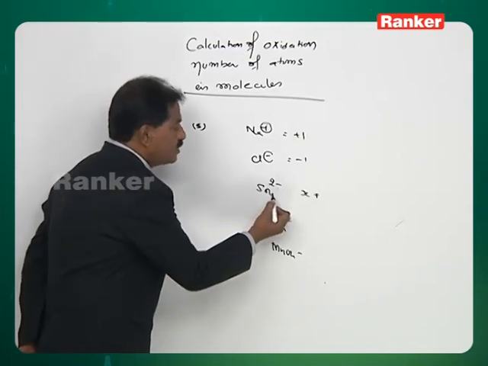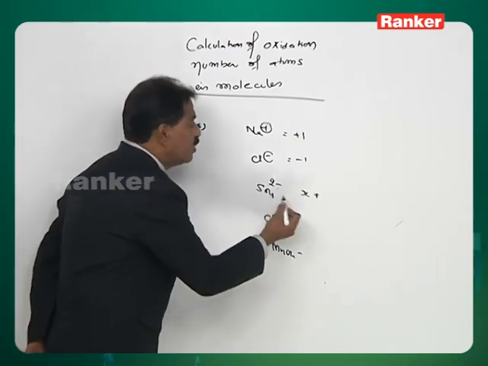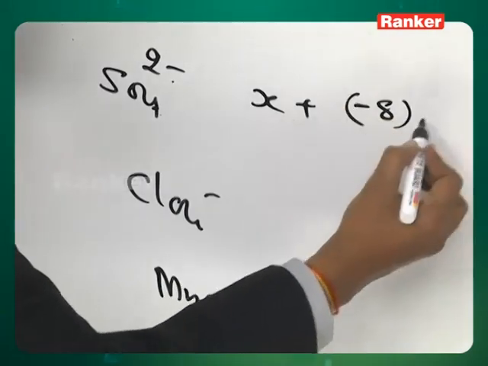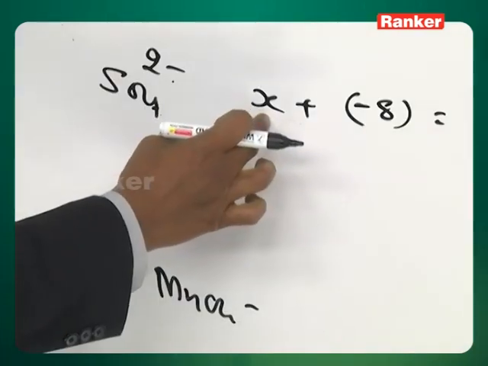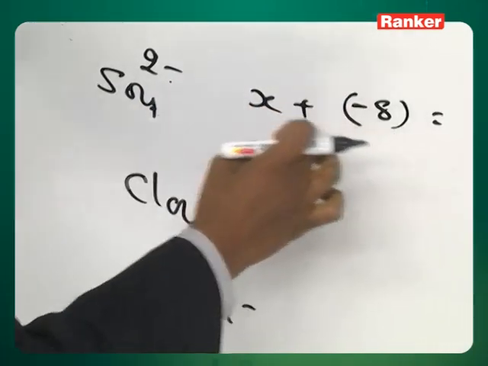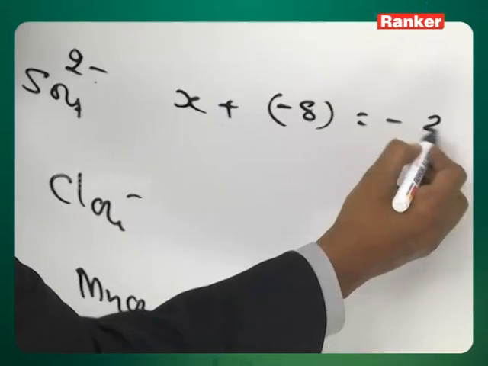So for one oxygen, if the oxidation state is -2, for 4 oxygens, what is the total oxidation state? So -8. For sulfur, the oxidation state is X. For 4 oxygens, -8. So X plus -8 is equal to -2.